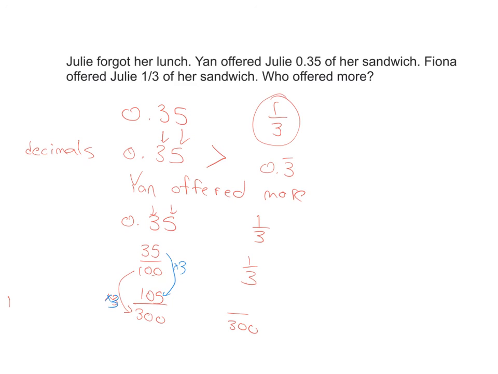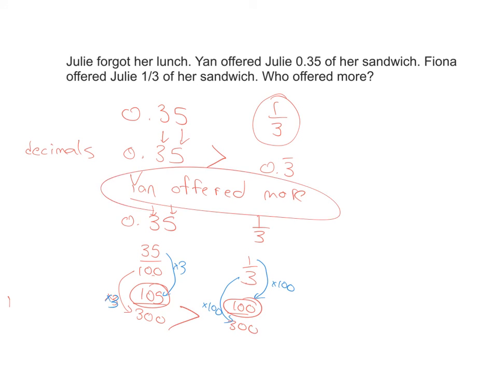Now this question over here, we're going to do the same thing. 3 times what gives me 300? That's 100. So I have to multiply the top by 100. And that gives me 100 over 300. Clearly, 105 out of 300 is bigger than 100 out of 300. So therefore, you can see Yan offered more.